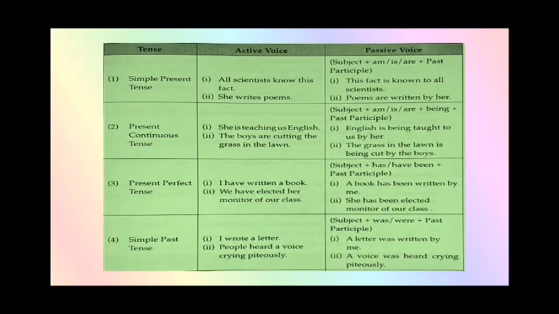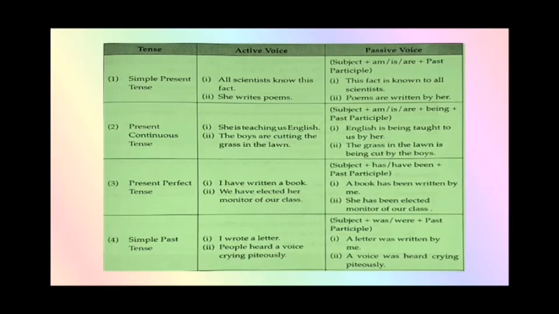Now these are some of the active and passive voice examples according to the tense. So in simple present tense, the active voice can be, first sentence, all scientists know this fact. Now when we change it into a passive voice, we have subject plus am, is or are plus the past participle. So the same sentence becomes: this fact is known to all scientists.